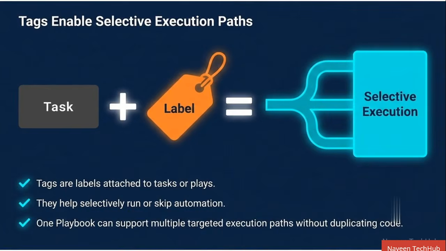Ansible tags are simply labels that we attach to tasks or plays. Think of a tag as a name that identifies a particular group of automation steps. Once tasks are tagged, we can selectively run or skip them. So instead of maintaining multiple playbooks, one well-designed playbook can support several execution paths.